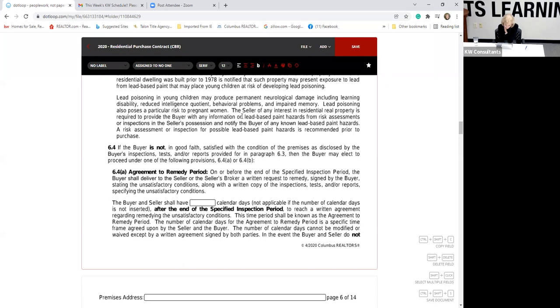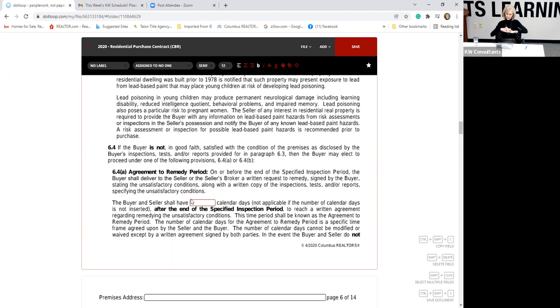So 6.4. If the buyer does not like what's found on the home inspection, then they can elect to do the following. They can ask the seller to fix things, or they can just back out of the contract. And then the seller, if I were writing this contract today, I would probably give them like 4 or 5 days to come back with an answer.